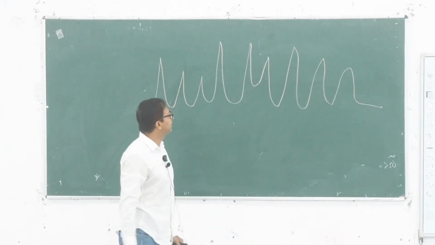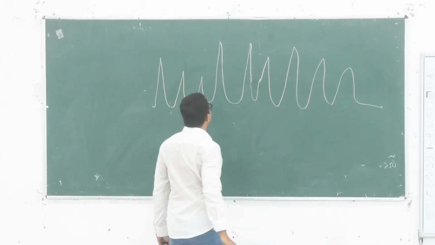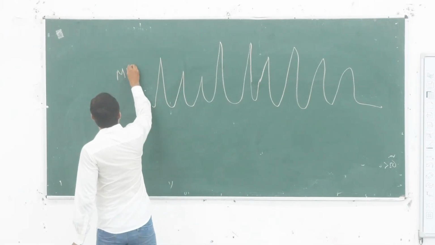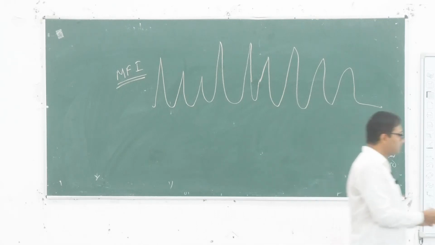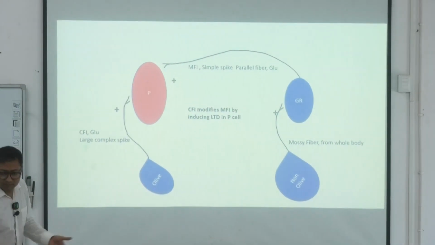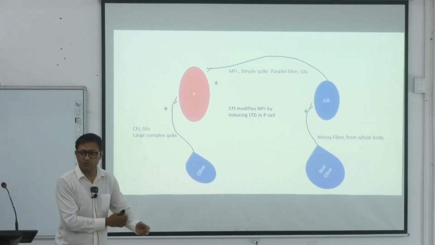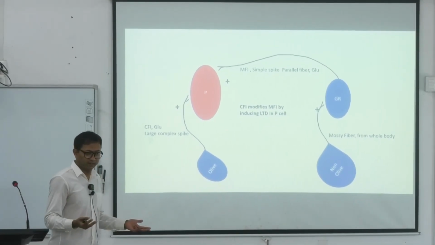Simple spike, ঠিক আছে, these are simple spikes, okay, these are simple spike or MFI input, these are MFI Mossy fiber input, okay, Mossy fiber কোথা থেকে আসছে, from whole body, মানে when we are trying to ride a bicycle, all of our joints are working, our elbow joint working, knee joint working, hip joint working, all the joints and tendons are working, okay.